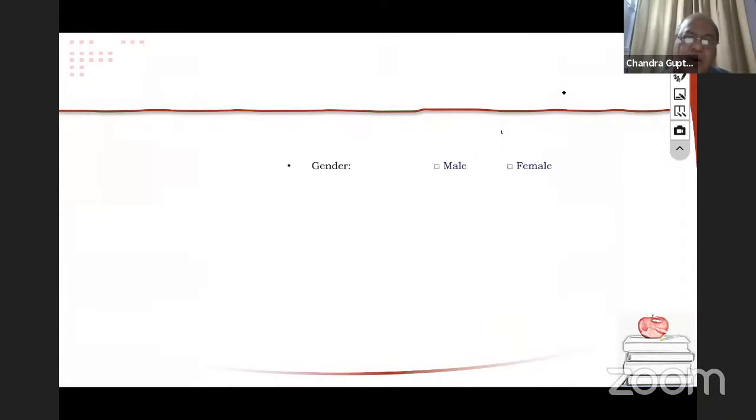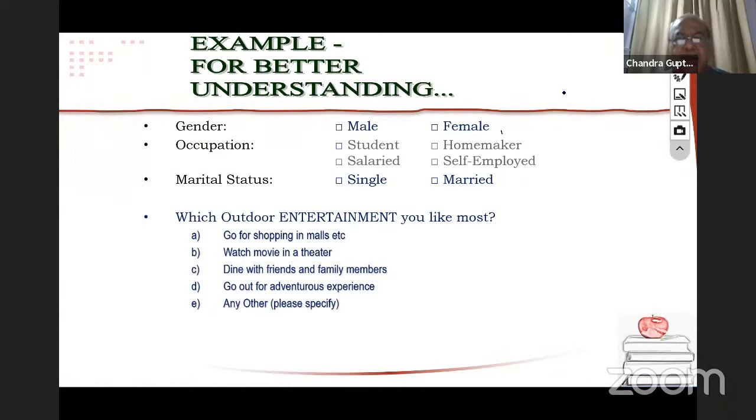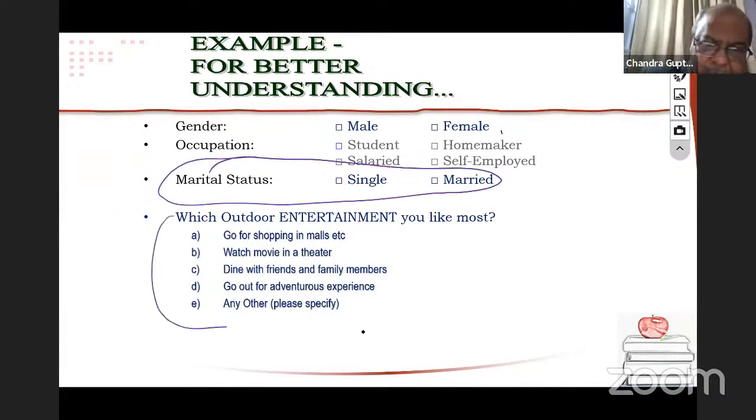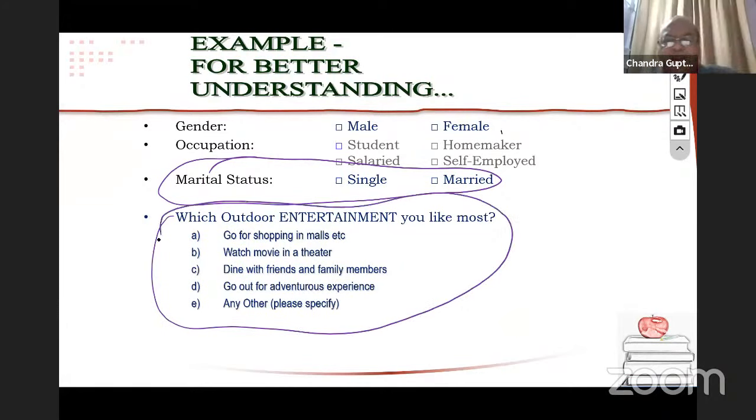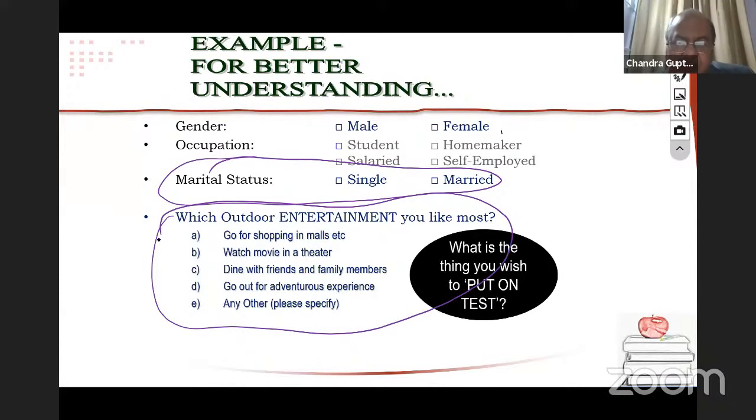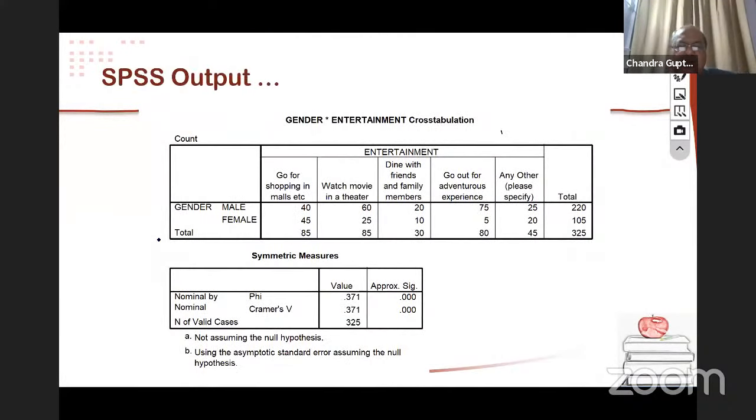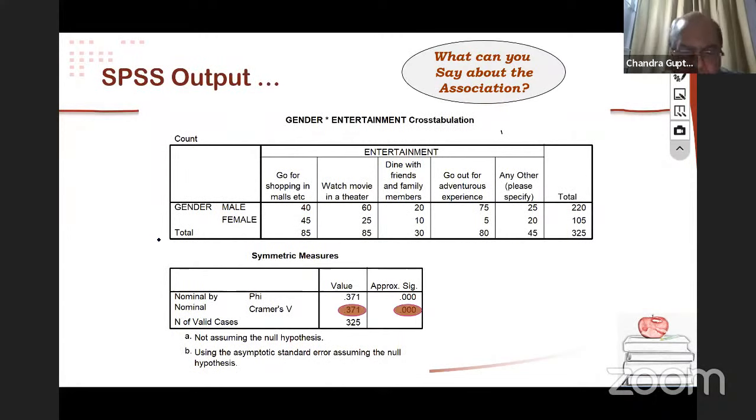Okay, let's see nominal data. Like here, gender and occupation, and which outdoor entertainment you most like. So I want to see, is there any relation between gender and which outdoor entertainment they like. For that, you can make use of Cramer's rule, null hypothesis, no difference, and we use Cramer's phi. This is 0.371, significant. Yes, gender and choice for entertainment option are highly correlated with each other.